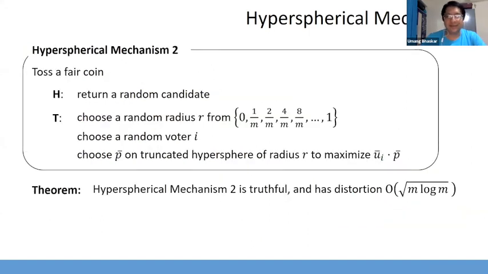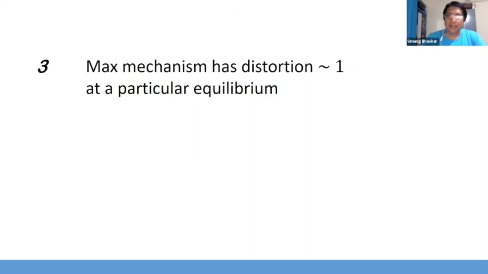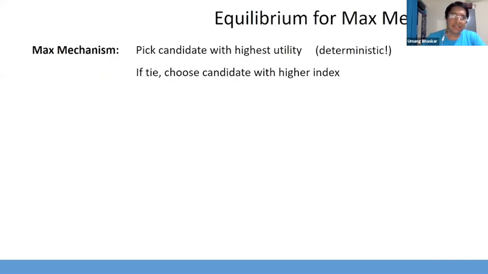It has a required distortion bound. It violates some natural conditions, but it works. Okay, so lastly, I want to quickly talk about equilibria. So this is the max mechanism. We talked about it. You pick the candidate which has the highest utility. And if there's a tie, you just choose the candidate with a higher index. You have some ordering of the candidates, and you pick the one which is higher up in the order.